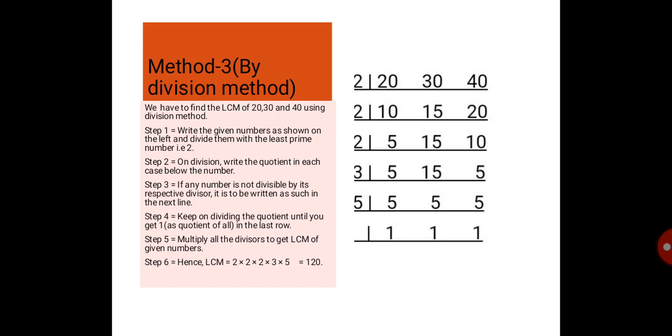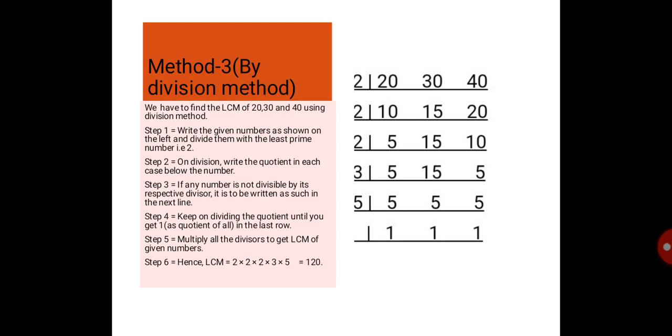Now the third method is the division method. We have to find the LCM of 20, 30 and 40. So let's see. I have written the given numbers as shown in the picture together and divide them with the least prime number. If any number is not divisible by its respective divisor, it is to be written as such in the next line. Now keep on dividing until we get 1 as shown in the last row.